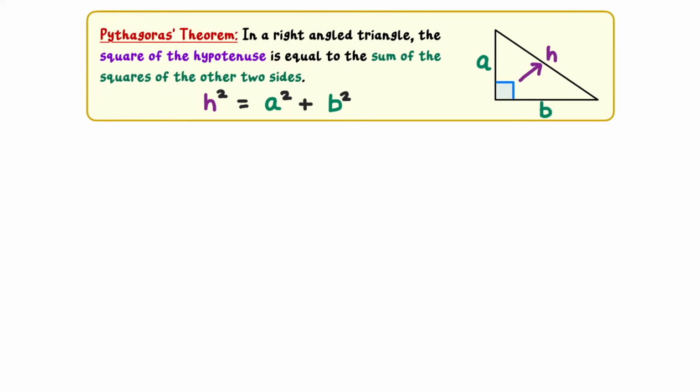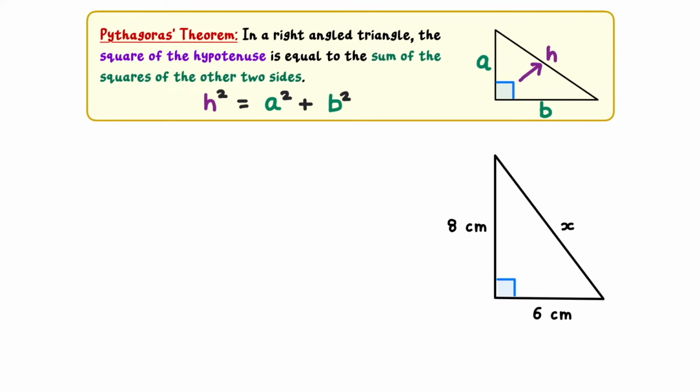Let's see some examples of this theorem in action. Consider this right angle triangle. One side is labelled as being 6 centimetres long and another as 8 centimetres long. We can use Pythagoras' theorem to find the value of x, the length of the third side.